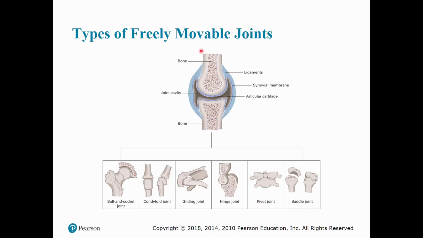Within the joint, obviously you have your two bones. You have a synovial membrane that protects the joint, as well as ligaments that connect the two bones together. You have cartilage within it. This cartilage acts as a buffer to help protect the bones and reduce friction the best you can. You also have a joint cavity. Within this cavity, you have a fluid called synovial fluid that acts as a lubricant.